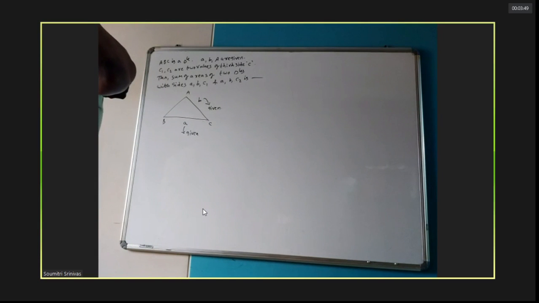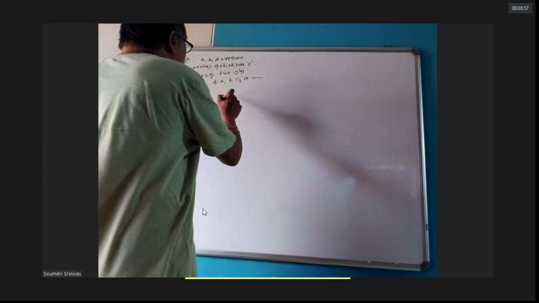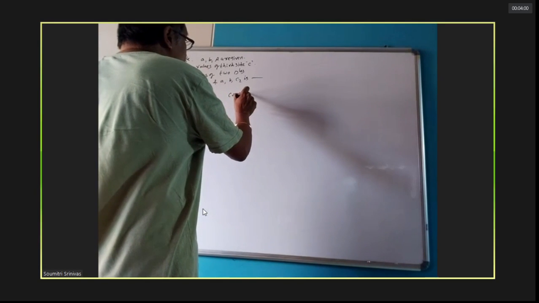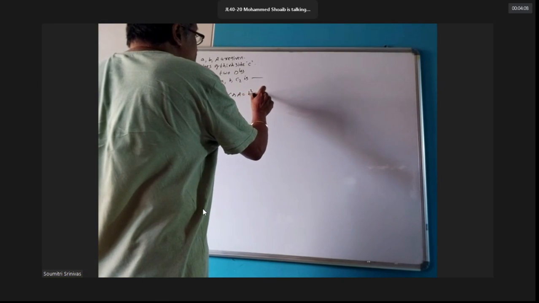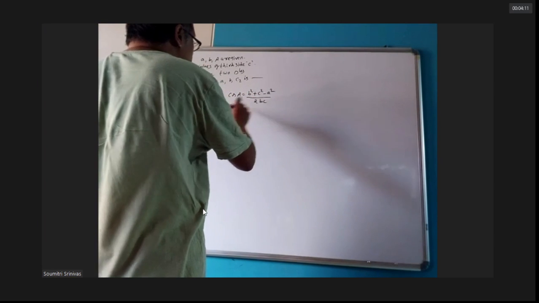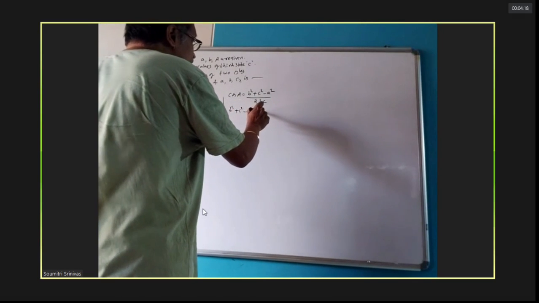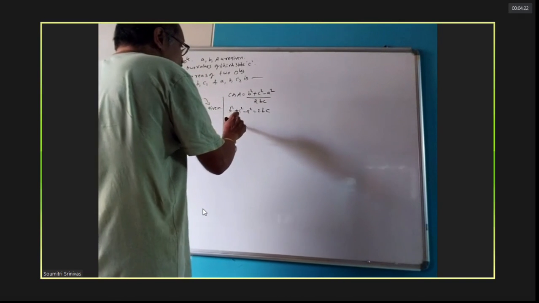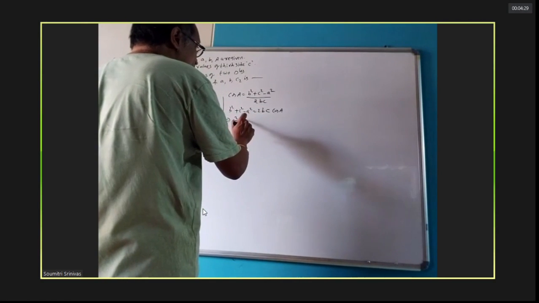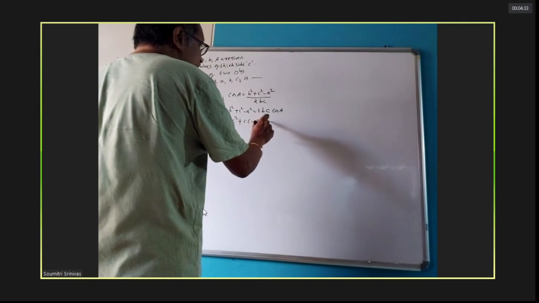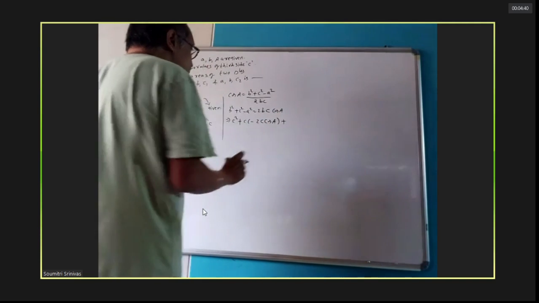Don't use sine rule. Use cos A. What is cos A? Cos A equals (b square plus c square minus a square) by 2bc. Cross multiply. Shuffle the terms: c square minus 2b c cos A plus, what is left over?